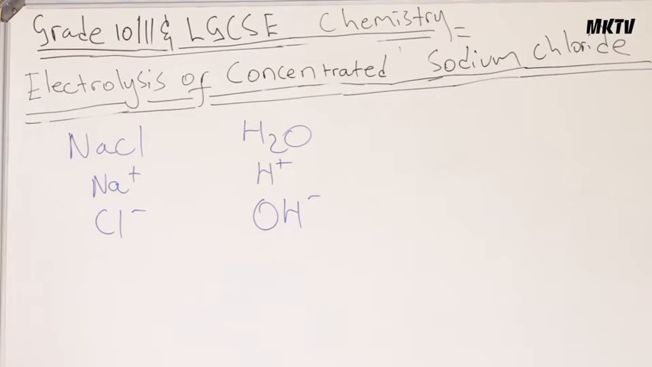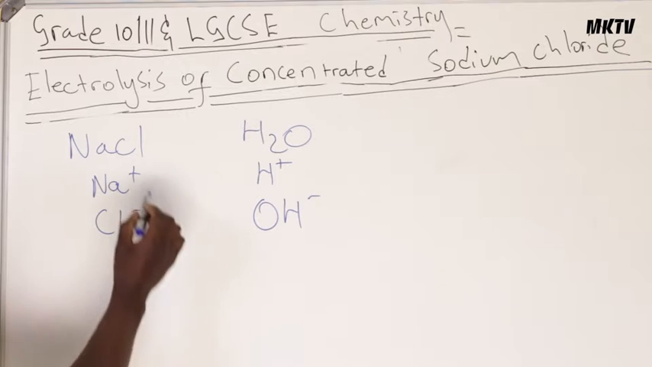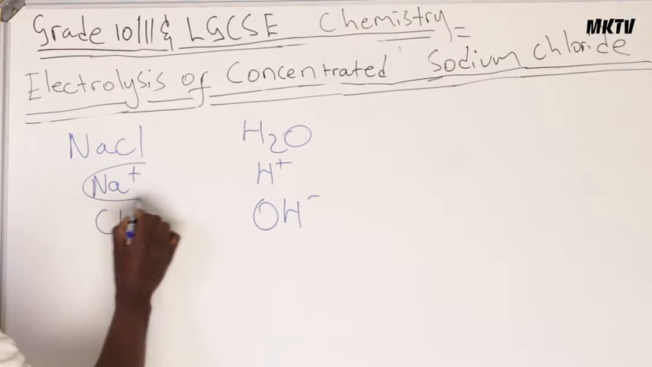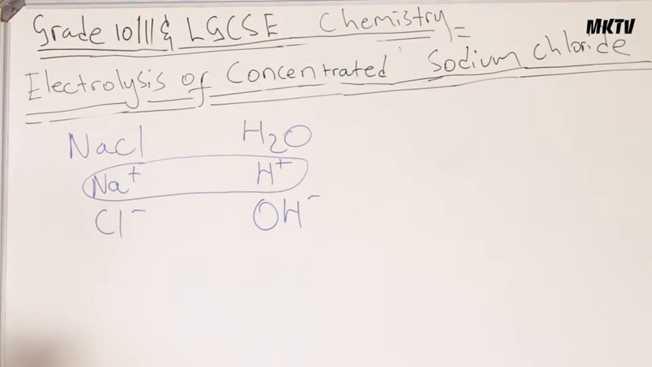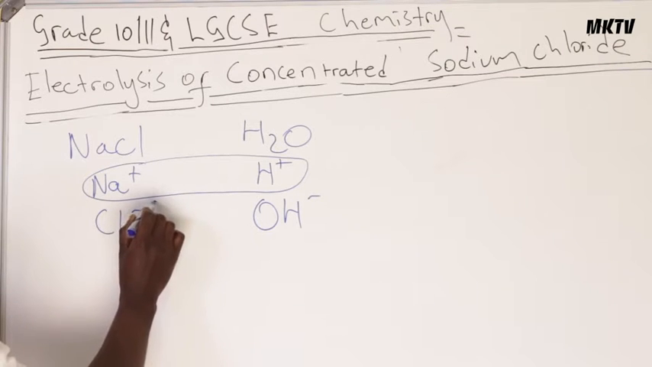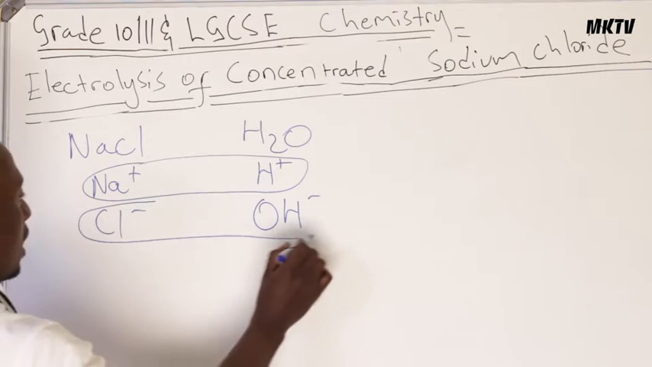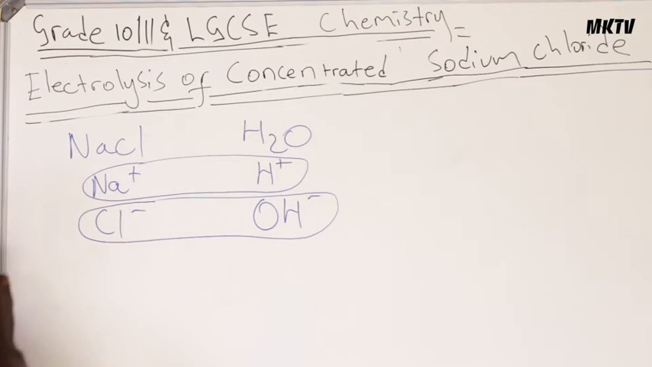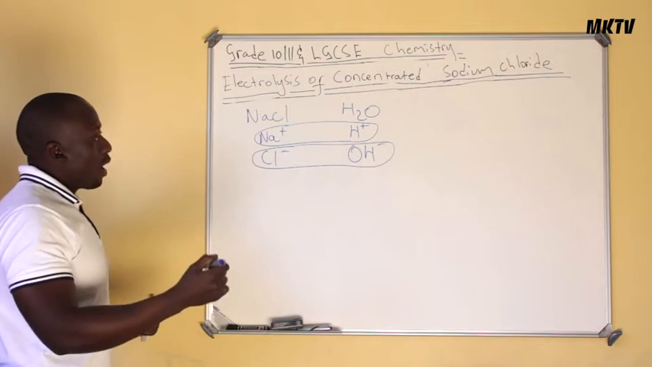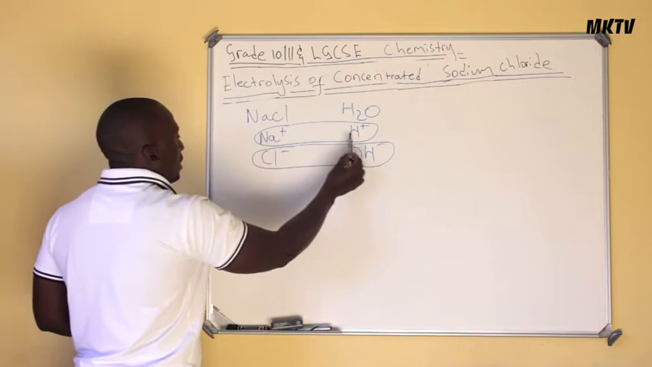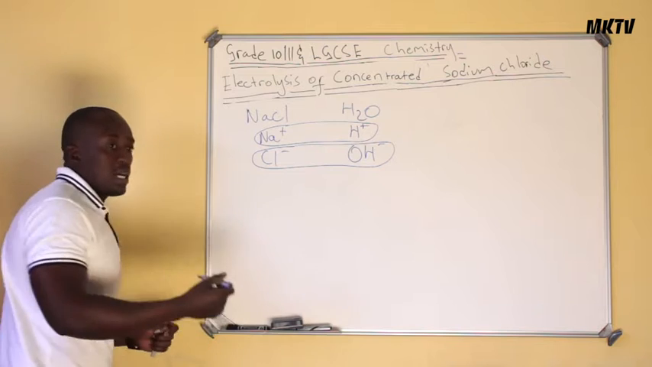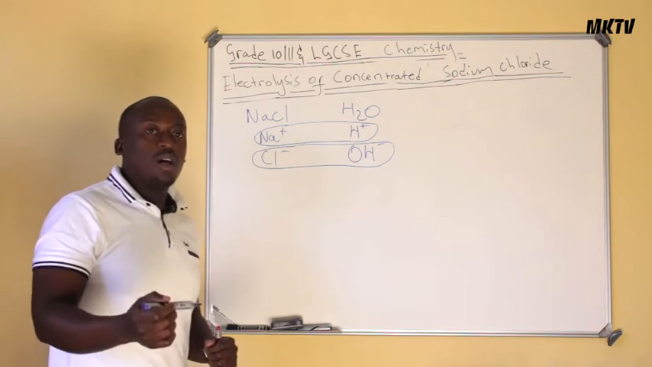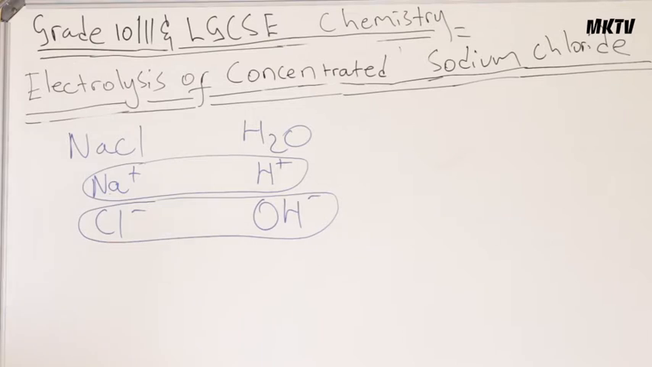Now, you know that the sodium ions and the hydrogen ions are going to be attracted to the negative terminal, which is the cathode. And the chloride ions and the hydroxide ions are going to be attracted to the anode. But let us see what is going to happen, because some ions are going to remain in solution and the other ones are going to be attracted to the terminal.